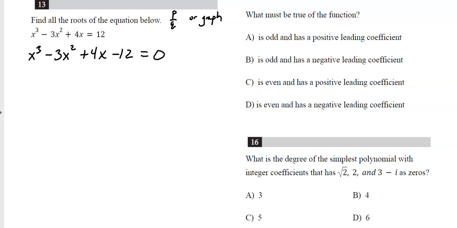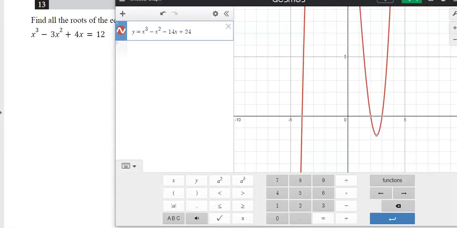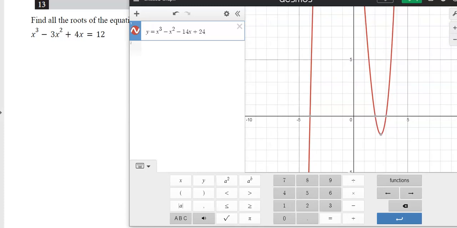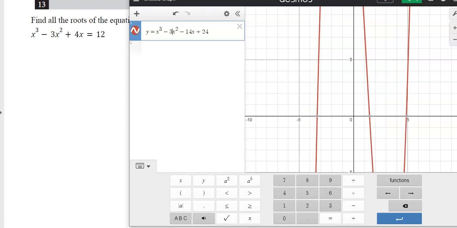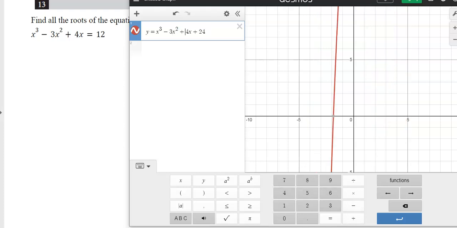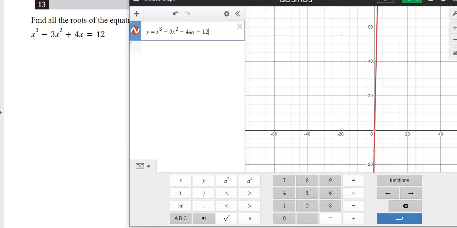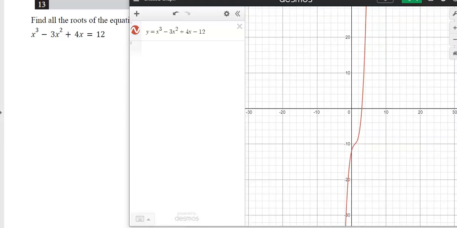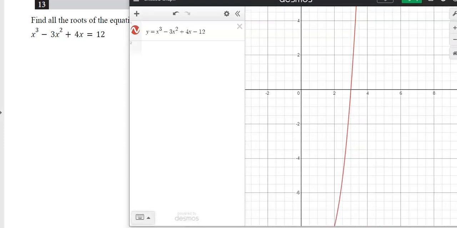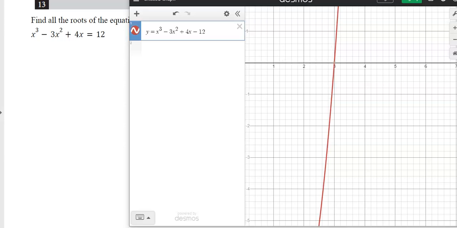So I'm going to come down. I'm going to bring up my chart right here. And let's just tweak this a little bit. X to the third minus 3x squared. This is a plus 4. And this should be a minus 12. All right. Well, what do we have here? Oh, that should be minus 4, not 44. All right. Well, what do we have? Awesome. Looks like we have a nice 0 crossing perfectly at 3. All right. That's very helpful.